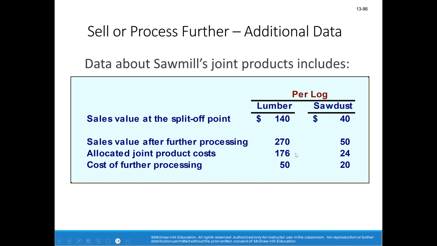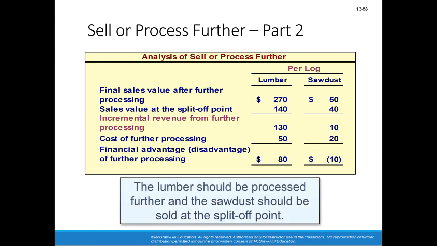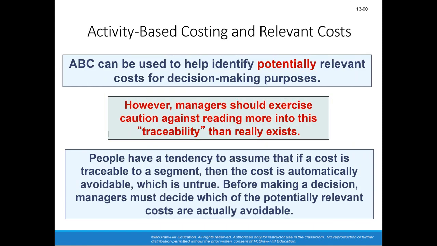We don't care about this. Those costs are already embedded. So what we're looking at is 130 minus the 50. So we're going to make $80 on the lumber. The sawdust, though, is $40. We'll get an additional $10 if we process it, but our processing costs are 20, so we would end up losing $20. So we should process the lumber, sell the sawdust. And then ABC can be used.